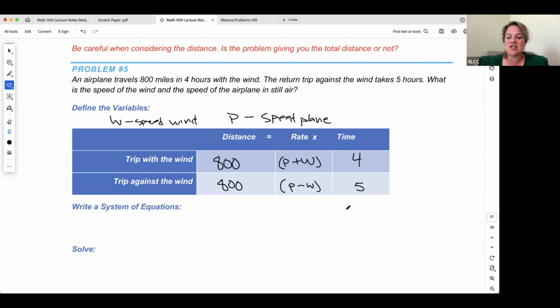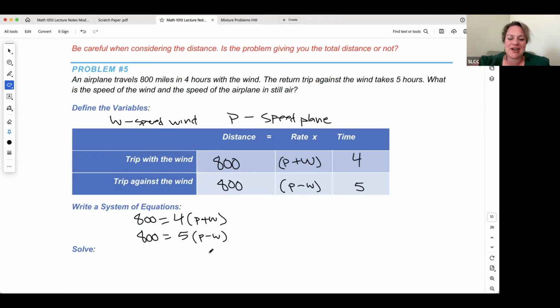Now that we have this information, we can write the two equations. Scenario 1, scenario 2. The first trip is 800 equals (P plus W) times 4. When we have parentheses, we usually put any numbers in front. So let's do that: 4 times (P plus W). Notice P plus W is the rate, in parentheses, so it's not just 4P and W, it's 4P and 4W. The other equation would be 800 equals 5 times (P minus W).